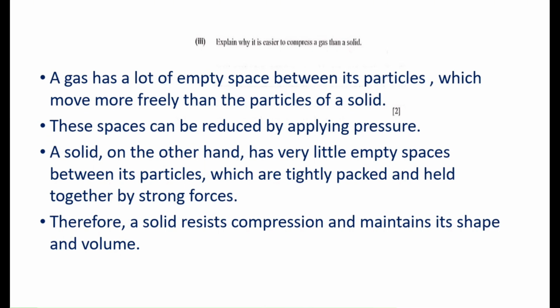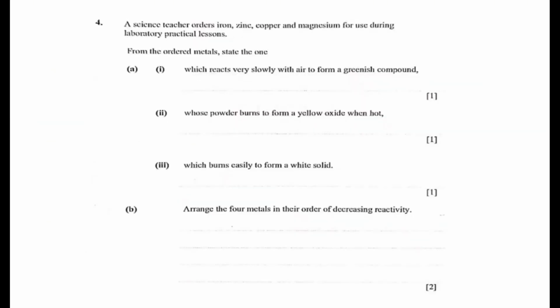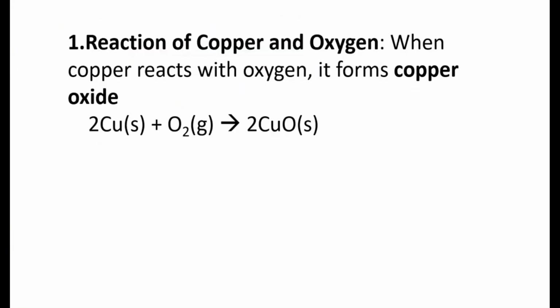A science teacher orders iron, zinc, copper, and magnesium for use during laboratory practical lessons. From the ordered material, state the one which reacts very slowly with air to form a greenish compound. So this one is obviously copper. It reacts in two reactions. Firstly, it's going to react with oxygen to form copper oxide, which appears greenish because the copper is in the +2 state. So it appears somewhat greenish blue.